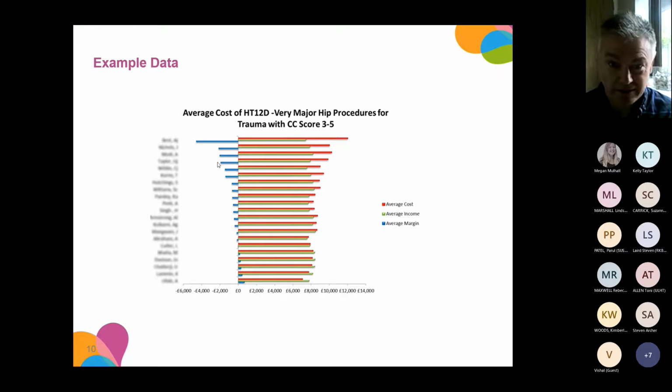So we can see that some consultants lose quite a bit of money, and some consultants make a bit of money. And this is all within the same HRG. So usually that means that the thing that's driving the cost, certainly for major hip procedures, will be time in theatre or length of stay after theatre, or it could be length of stay before theatre if we've not got them to theatre in time, and that's the sort of thing that we start to look at and go deep into the data.